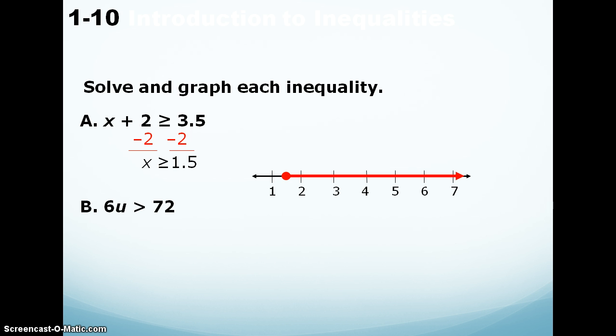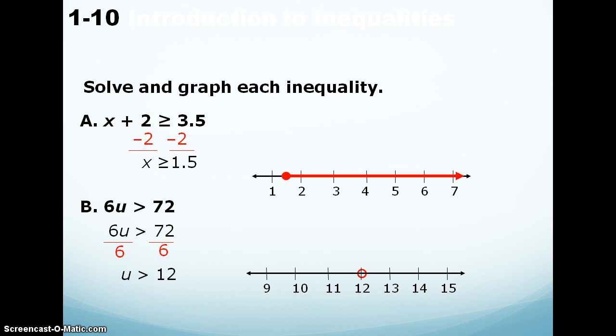Okay, example B. We have the variable u that's being multiplied by 6. So our proper step would be to divide both sides by 6. U is greater than 12. Open circle at the number 12. Arrow to the right.